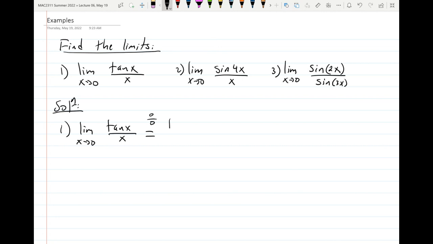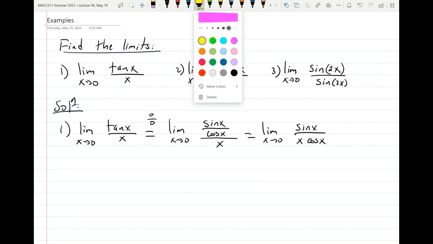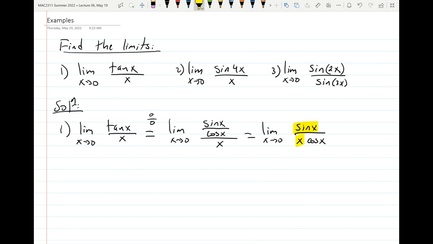Okay, so the point is that you should realize that tangent is sine over cosine, so I can write this, let me do it little by little, as sine over cosine, that's tangent, all over x. So this can be rewritten as sine over x times cosine. Now, you should recognize that here we have the presence of the special limit, sine of x over x, as x approaches 0. We just need to modify this to be able to use it. So the idea is that we split this as sine of x over x times 1 over cosine.